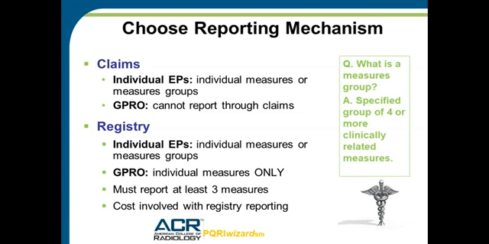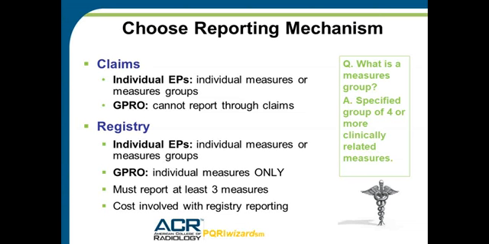So you need to choose a reporting mechanism. Those are claims-based reporting. An individual physician can report individual measures or measures groups through claims. And what exactly is a measures group? It is a CMS-specified group of 4 or more clinically related measures that have similar denominators. So you report all the measures in the measures group. At this time, group practices under the GPRO option cannot report through claims. They can also not report a measures group. Another option for reporting data to CMS is through a CMS qualified PQRS registry.